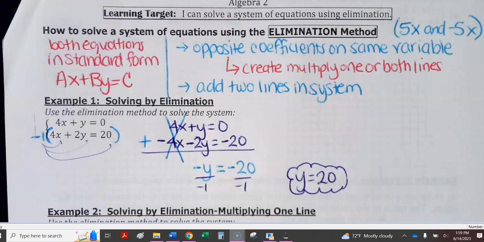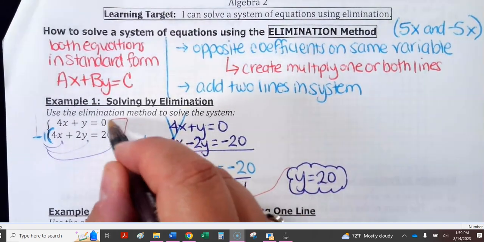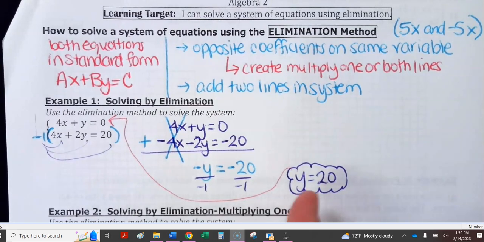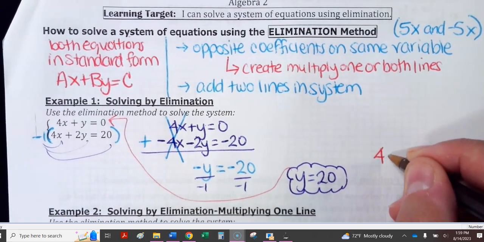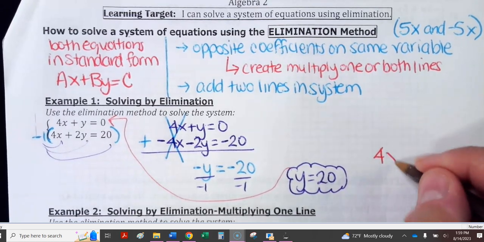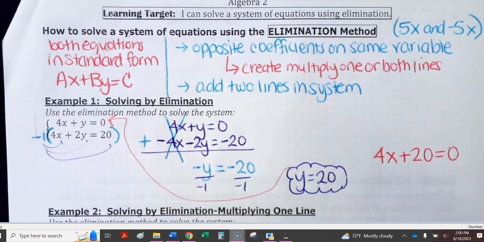Plug it in. Honestly, you can plug it into literally any one of these equations that we have just written. I usually go back to the original system and pick one of the ones with the smaller coefficients. I would probably just plug it into the first one. So just make sure you plug it in for the correct variable. We found y, so I'd do 4x plus y. In place of the y, you can put the 20. And then we just solve this real quick.